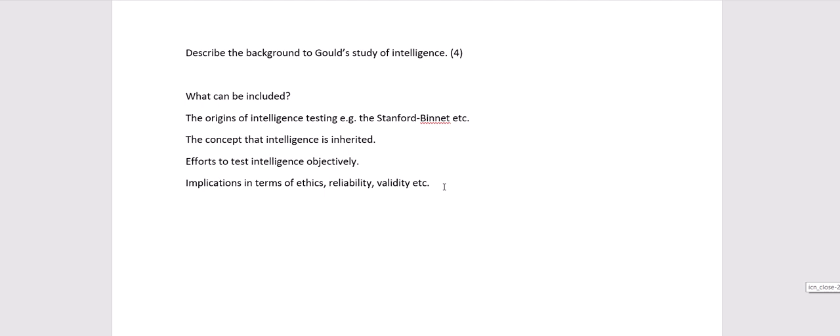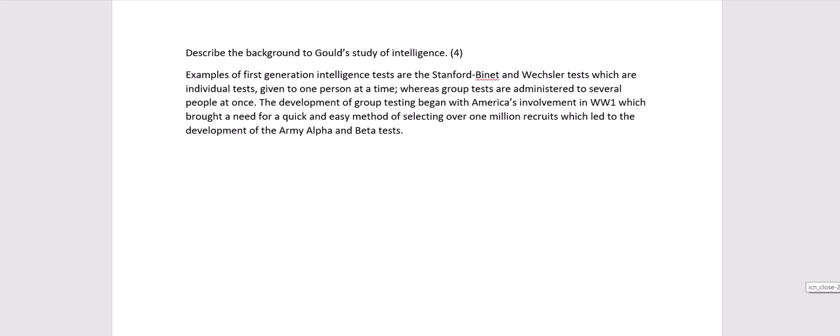So I'm going to have a go at typing out a model answer and then I'll just quickly go through it. So this is the answer so far. I've not finished with it. It will probably pick up a couple of marks here. So the background to Gould's study of intelligence. Now initially I'm probably going to pick up a mark here for this bit, by demonstrating that I've got an understanding of the original tests that were done on intelligence and the fact that they're individual tests. And then I'll probably pick up another mark here for acknowledging that America's involvement in World War One is part of this background and that this began with a drive to developing group tests.